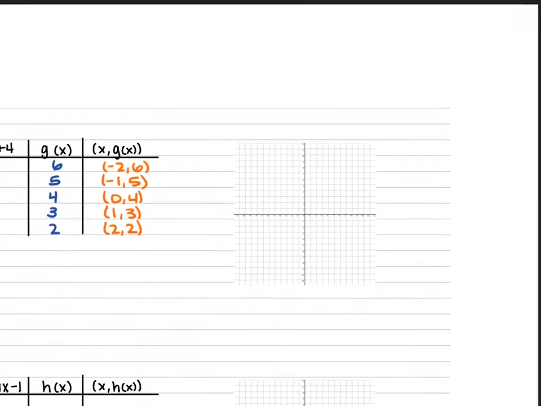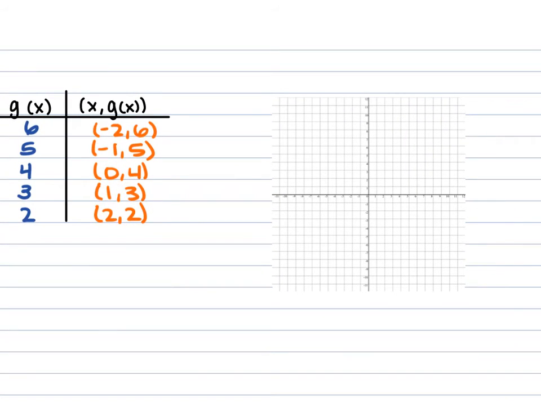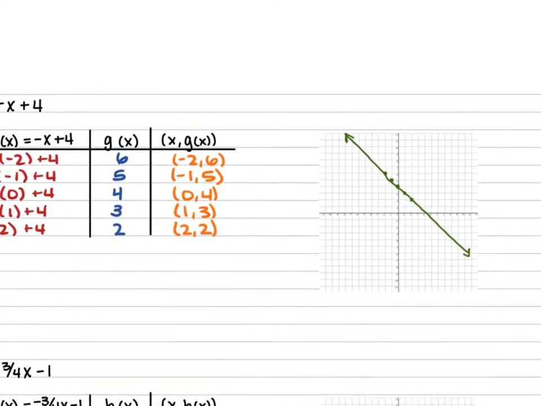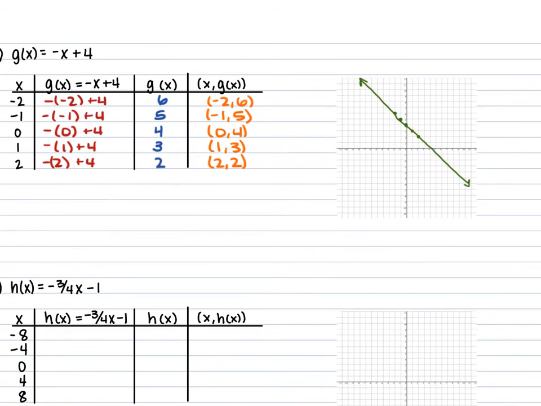So to graph these, negative 2, 6: to the left 2, up 6. Negative 1, 5: to the left 1, up 5. 0, 4, 1, 3, 2, 2. Making sure that there's arrows at the top and the bottom of your lines, and then you're good.